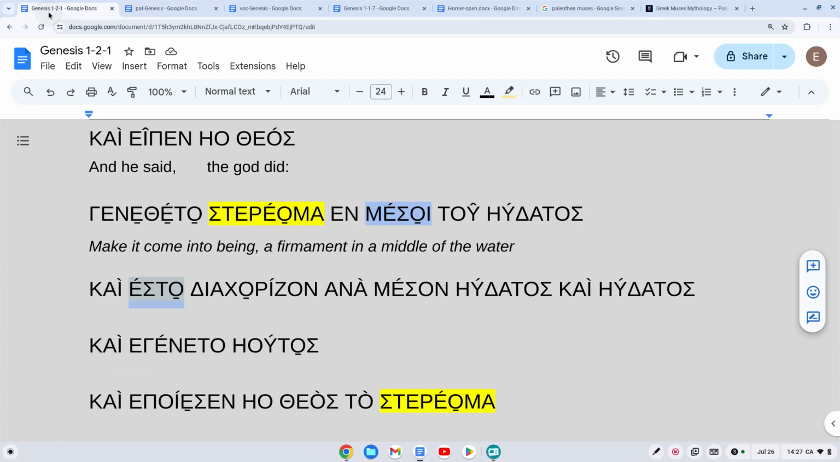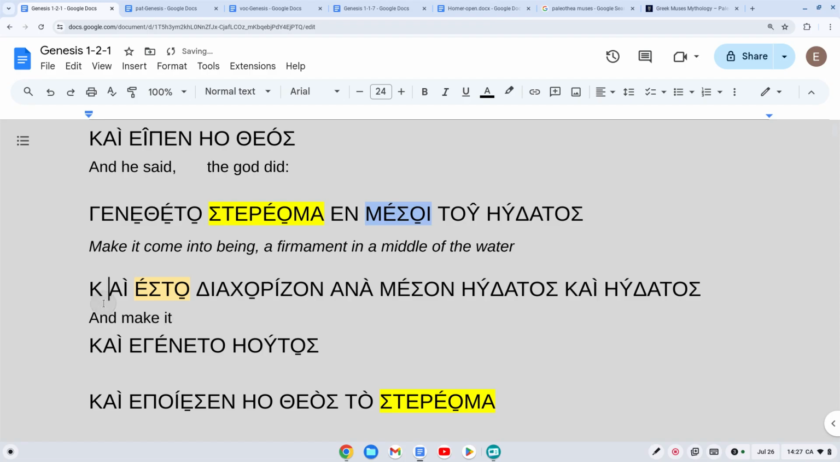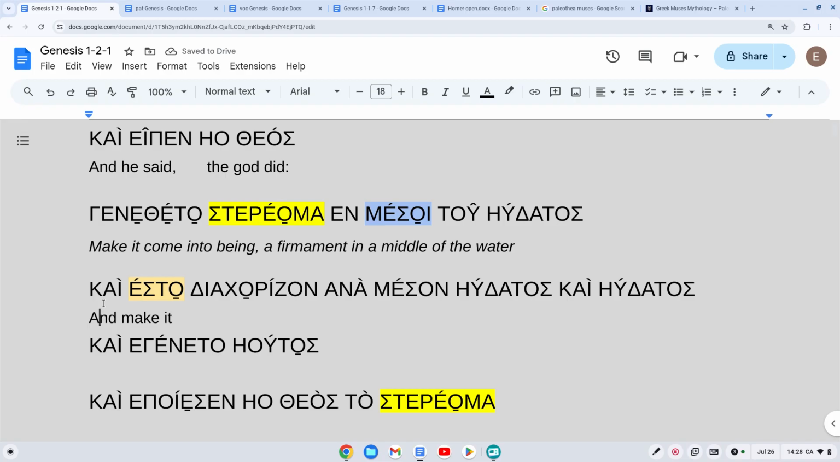Let's go back to our line here. This little tiny keyboard is giving me troubles. And God is saying this, possibly to his angels, or to his sons and daughters.